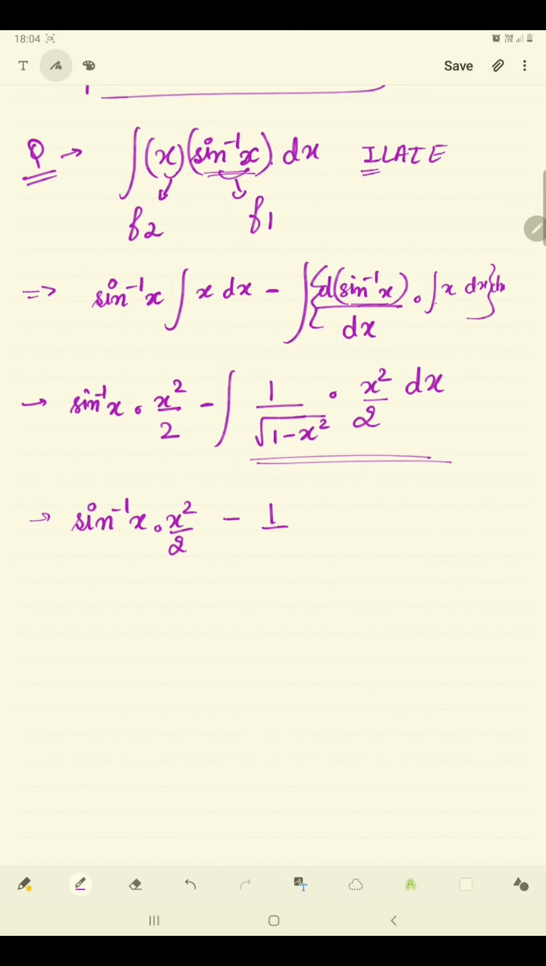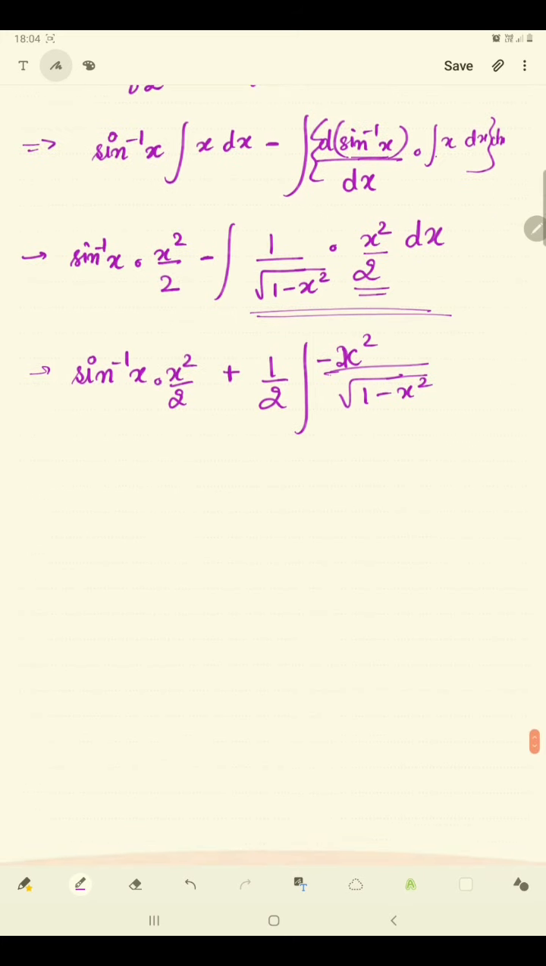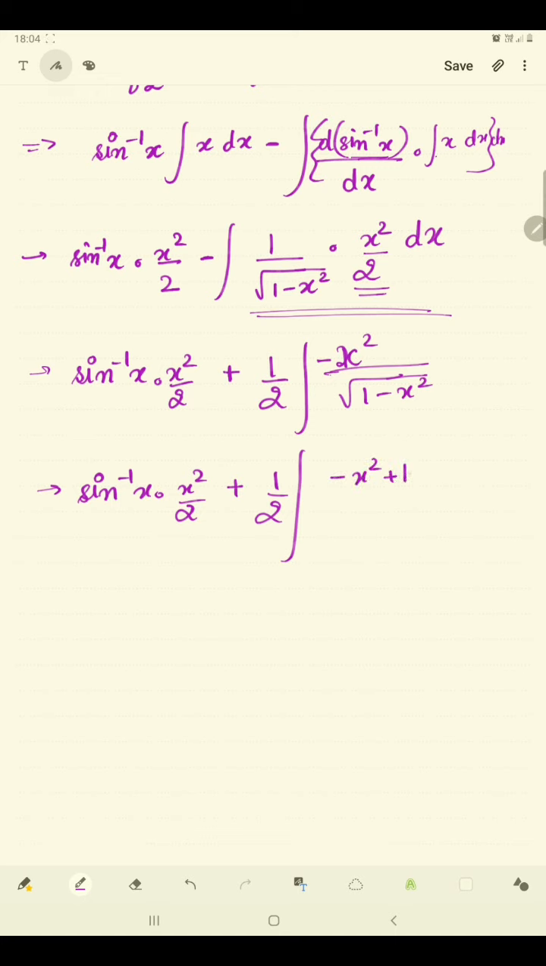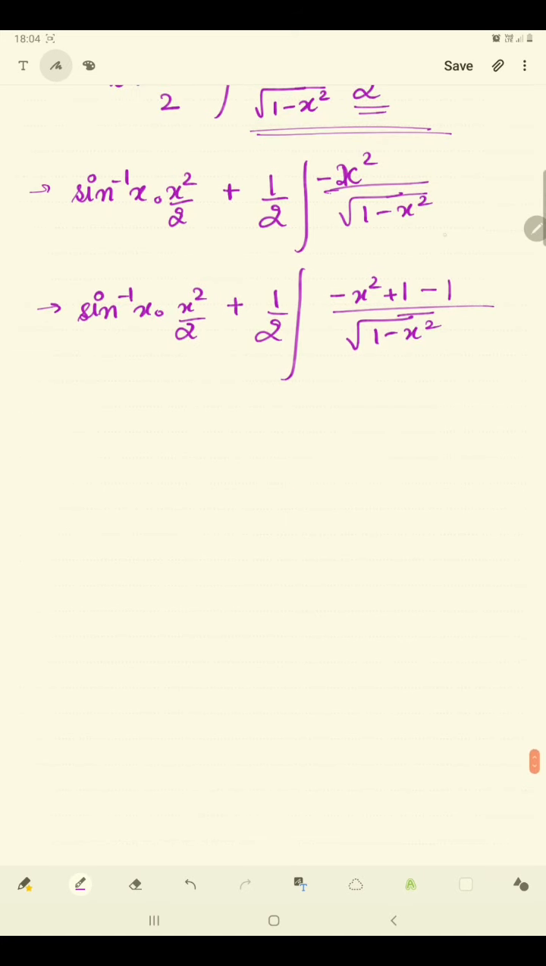So we get minus half, since 2 is a constant here, we can take it out of the integration sign, and we get x square upon under root 1 minus x square. Now we can move this negative sign inward, and so we get sine inverse x multiplied by x square by 2 plus 1 by 2, now minus x square plus 1 minus 1 upon under root 1 minus x square. So this is a trick to solve these kinds of questions. Just follow this trick and you will get all of them solved.